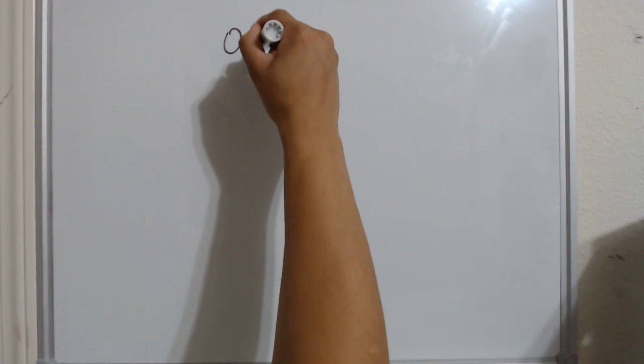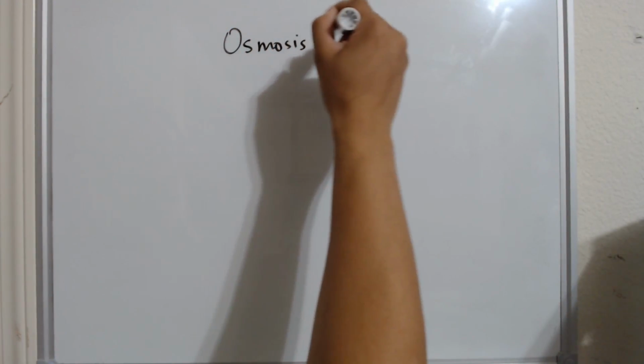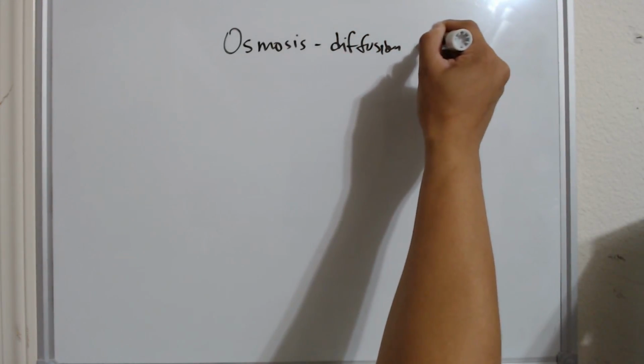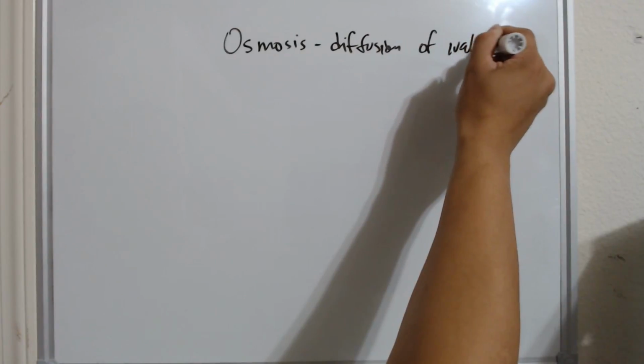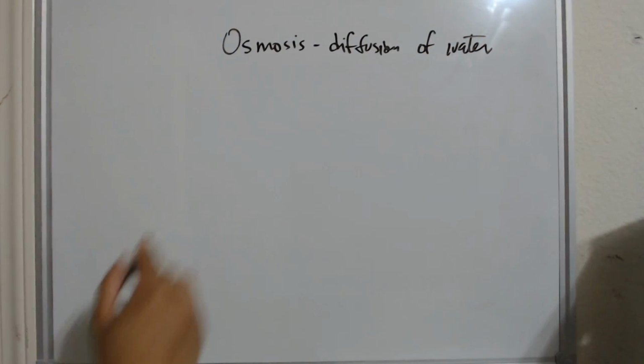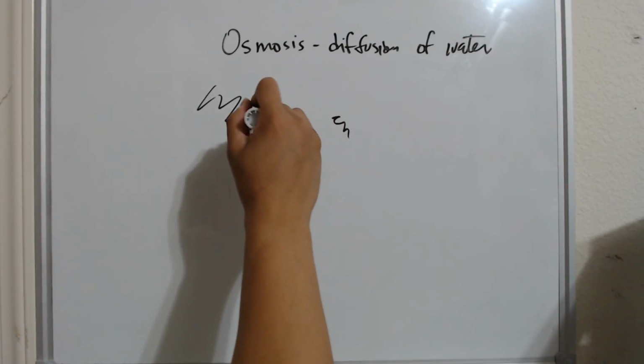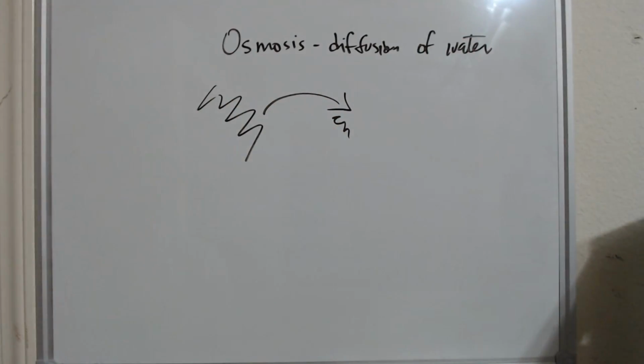Then we learned about osmosis. So osmosis is the movement of water, or diffusion of water. So there'll be a higher concentration of water on one side. Say this has a higher concentration compared to this. Water will want to go this way to the lower concentration. So type of passive transport.